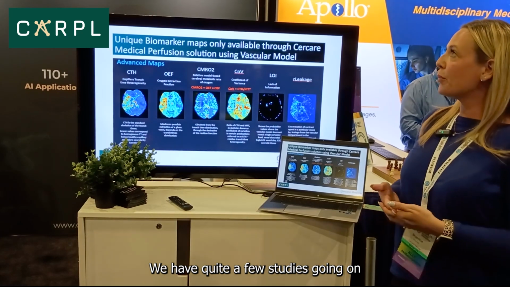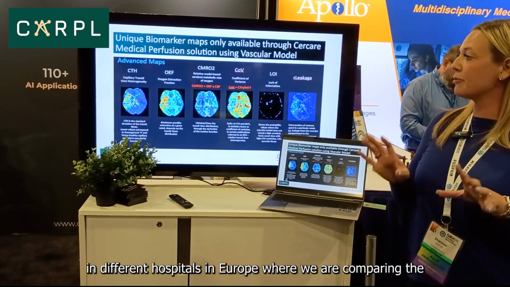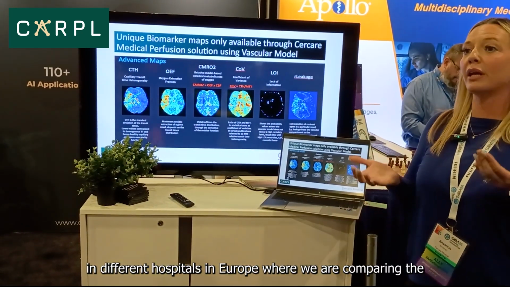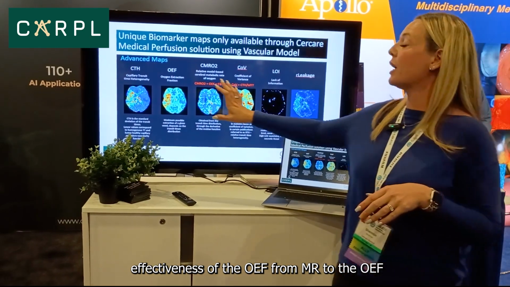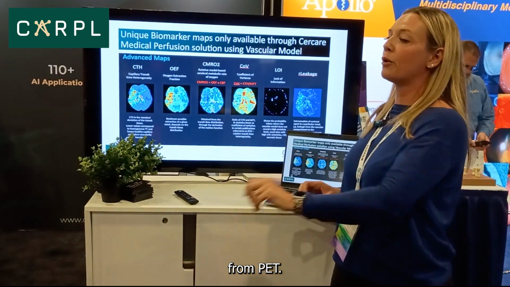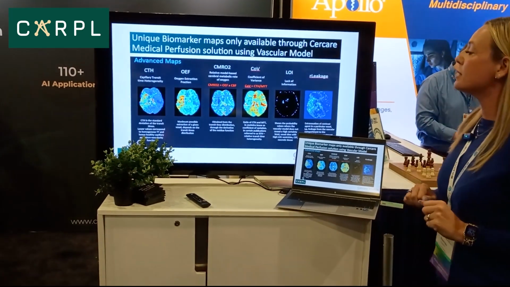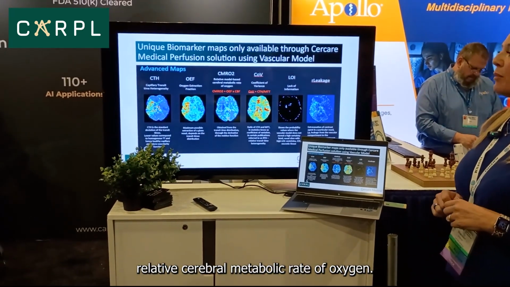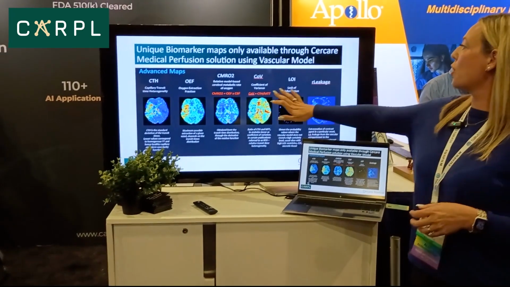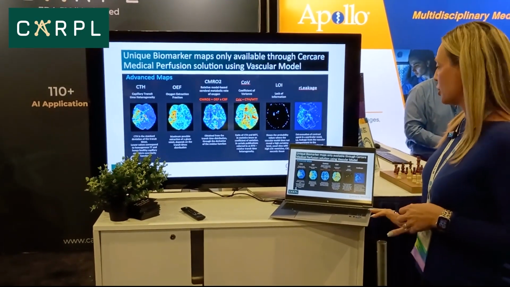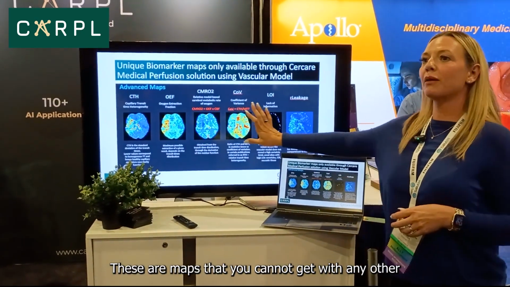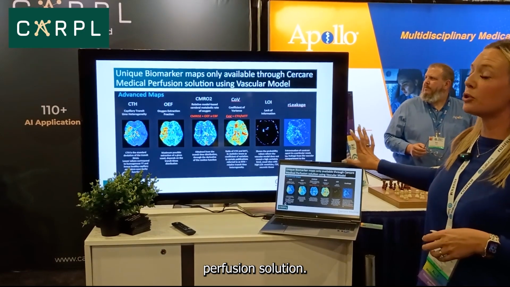We have quite a few studies going on in different hospitals in Europe where we are comparing the effectiveness of the OEF from MR to the OEF from PET. CMRO2, which is your relative cerebral metabolic rate of oxygen. COVE, LOI, R leakage. These are maps that you cannot get with any other perfusion solution.